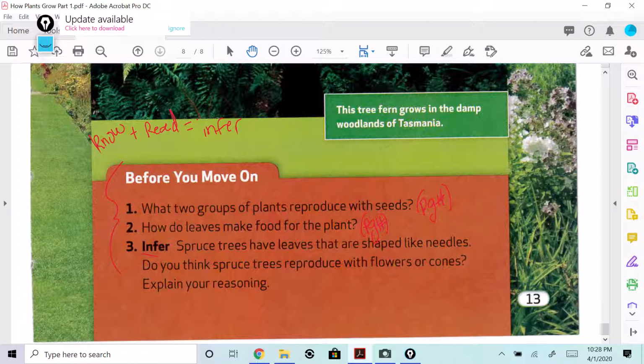Spruce trees have leaves that are shaped like needles. Do you think spruce trees reproduce with flowers or cones? Explain your answer. So, flowers or cones? And explain this about the difference between flowers and cones. So, what page number or numbers could you find the answers on, right? All right, I want you to think about that as you take your notes.